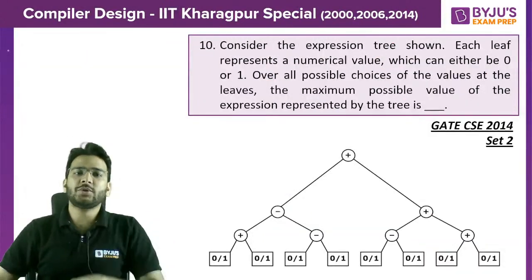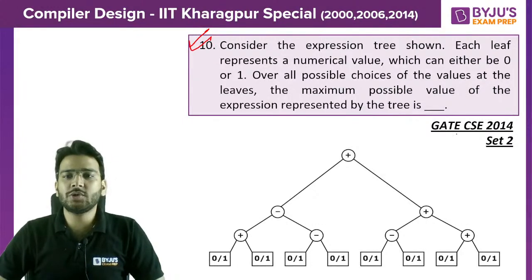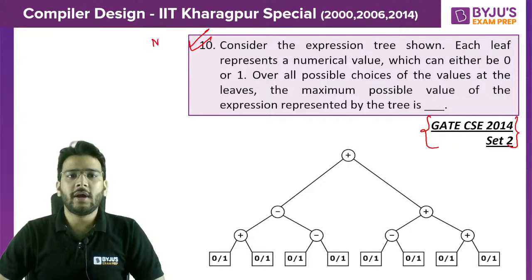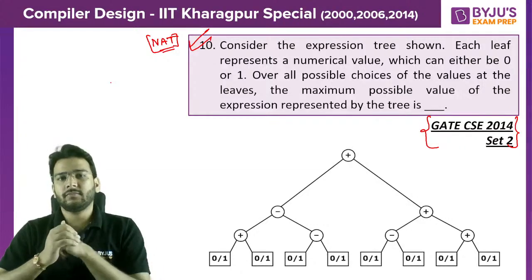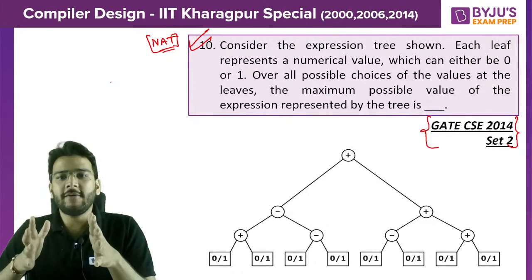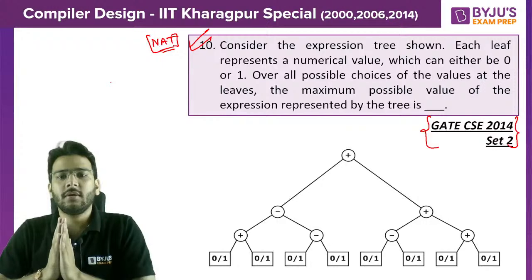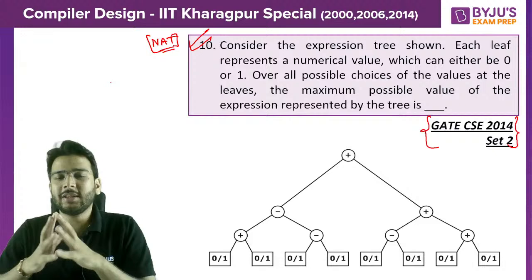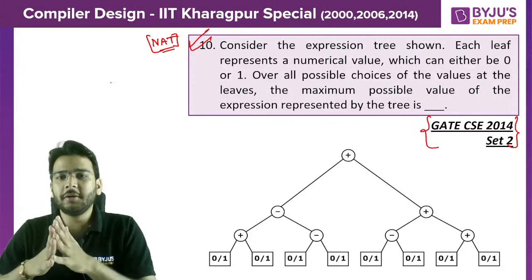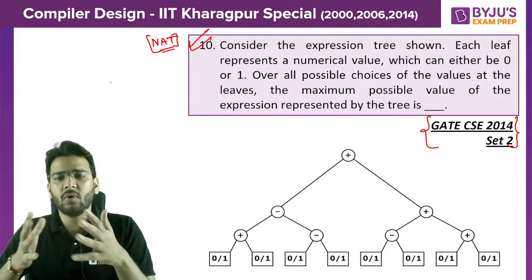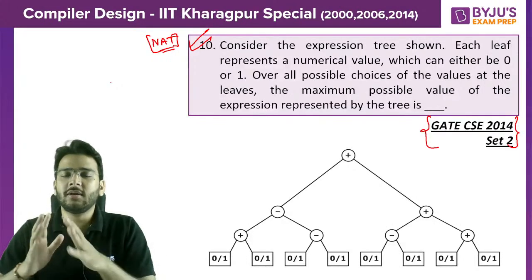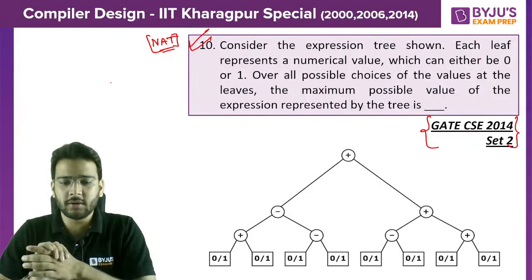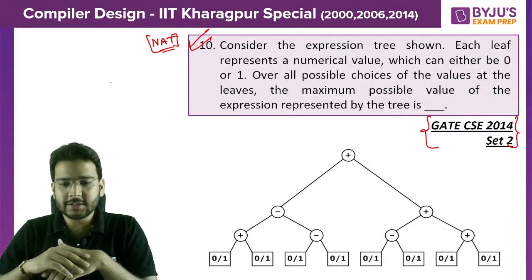Let's proceed to the next question now. Question number 10. Yes, guys, quickly solve it. Numerical answer type question. GATE CSE 2014 set 2. NAT question. Very, very important question. And simple also, right? I would say this kind of questions you can also expect in the aptitude part, right? Because there is nothing like you need any concept here. Obviously parse tree is there, but still I would consider that as your aptitude part.